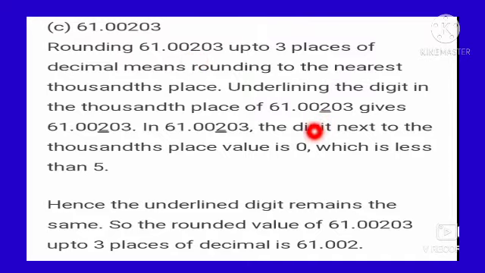And then look at the digit to the right of the underlined digit. Here it is 0, which is less than 5. So the underlined digit remains the same. Hence, the rounded value of 61.00203 up to 3 places of decimal is 61.002. So, children, listen carefully. Here, it is asked to round off to the nearest 1000th place. So, in the answer, the decimal part should be up to the 1000th place.